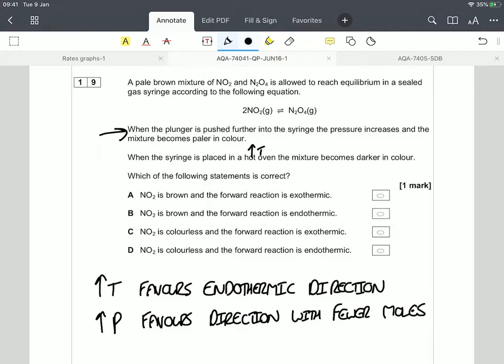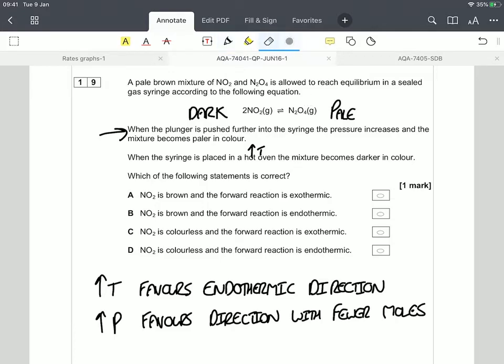So we do now know something. An increase in pressure must have favoured the direction with fewer moles, which is this side, meaning when this happens, it's going forwards, okay? Which means that N2O4 must be the paler compound and NO2 must be the darker compound. If you don't quite follow that, then you can always rewind the video. I probably didn't explain this bit quite as well as I should have done.